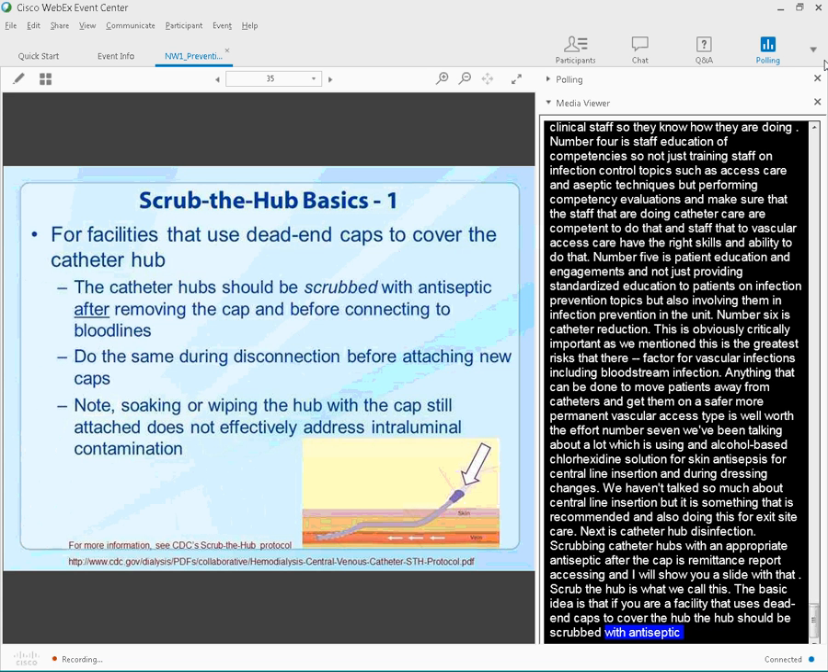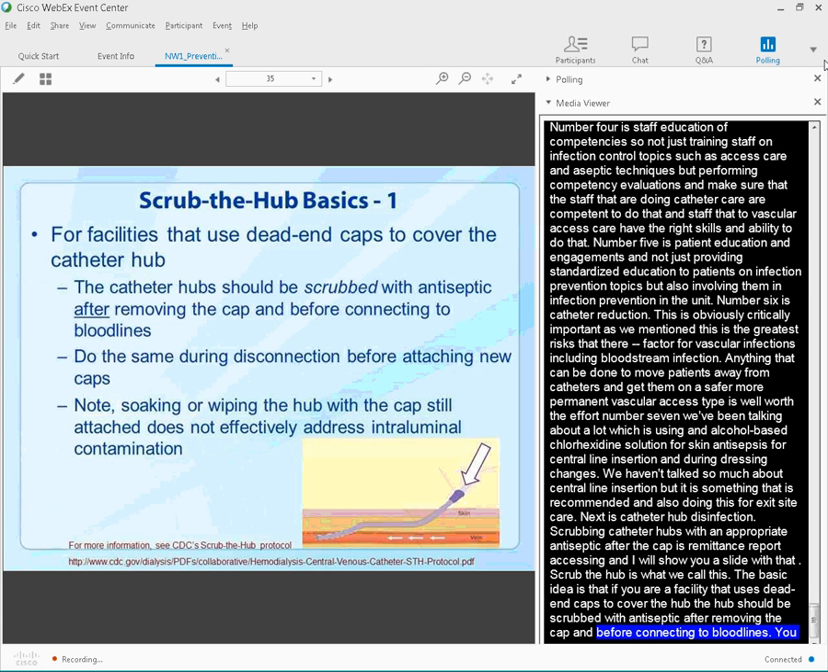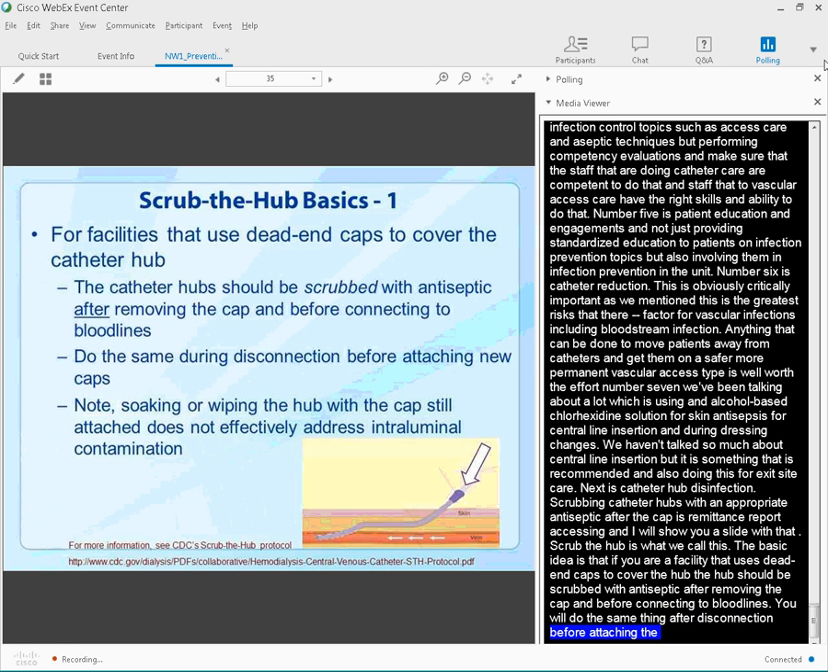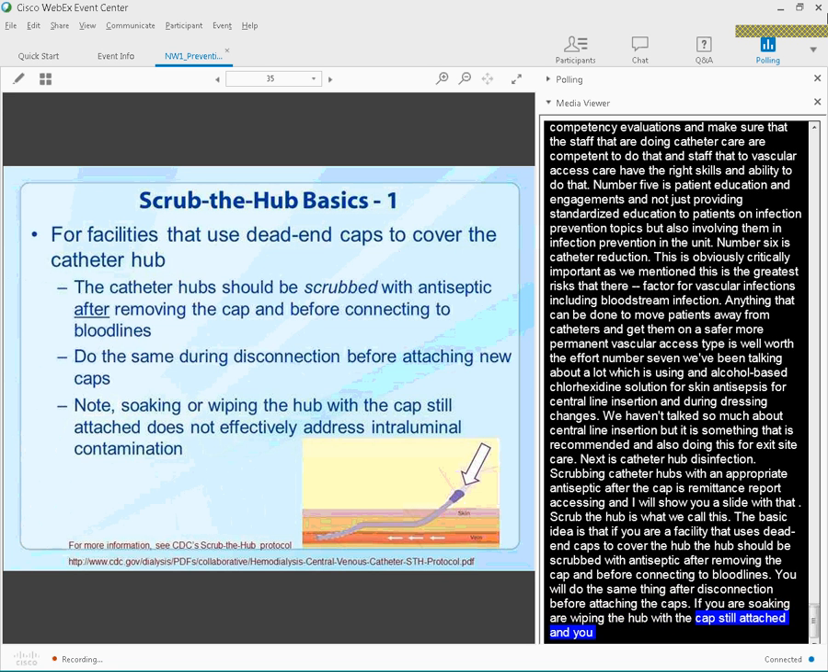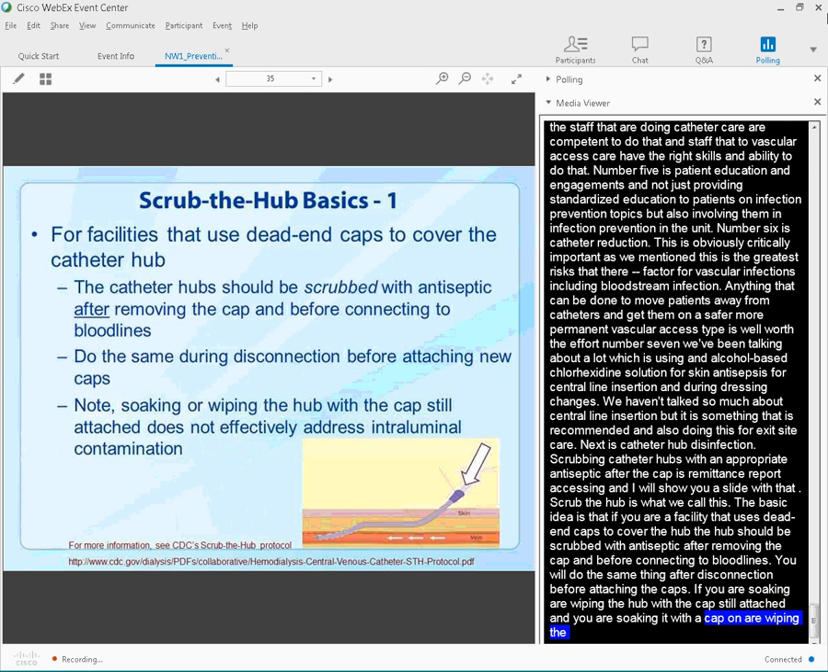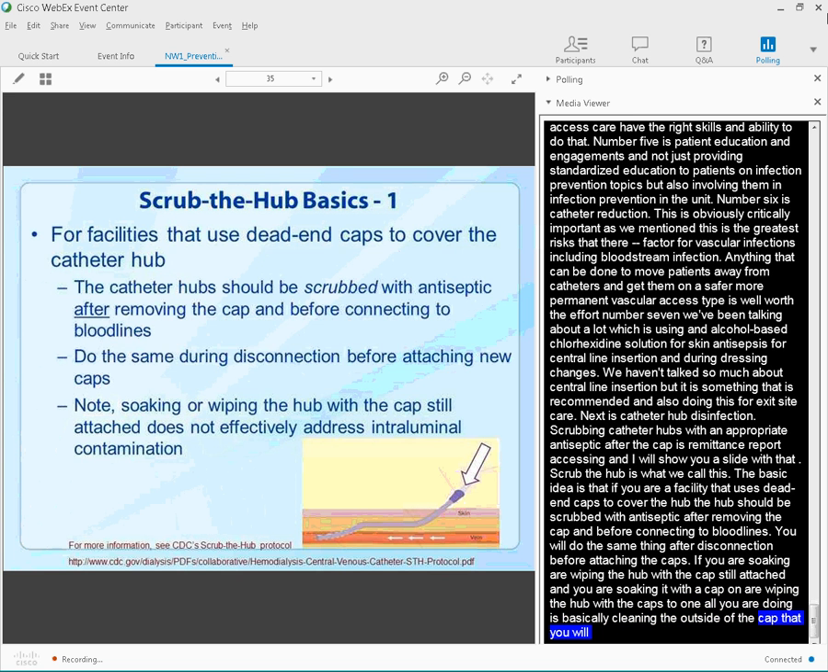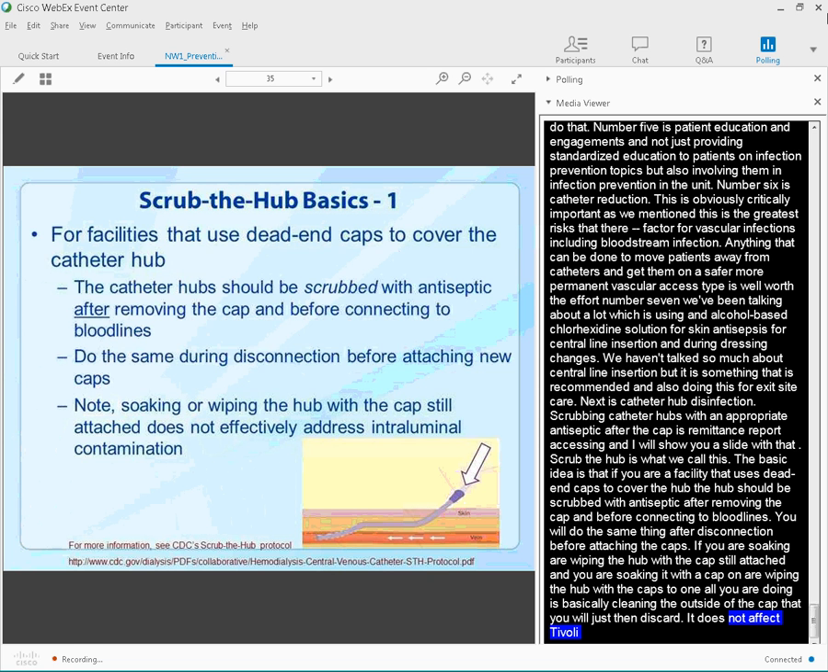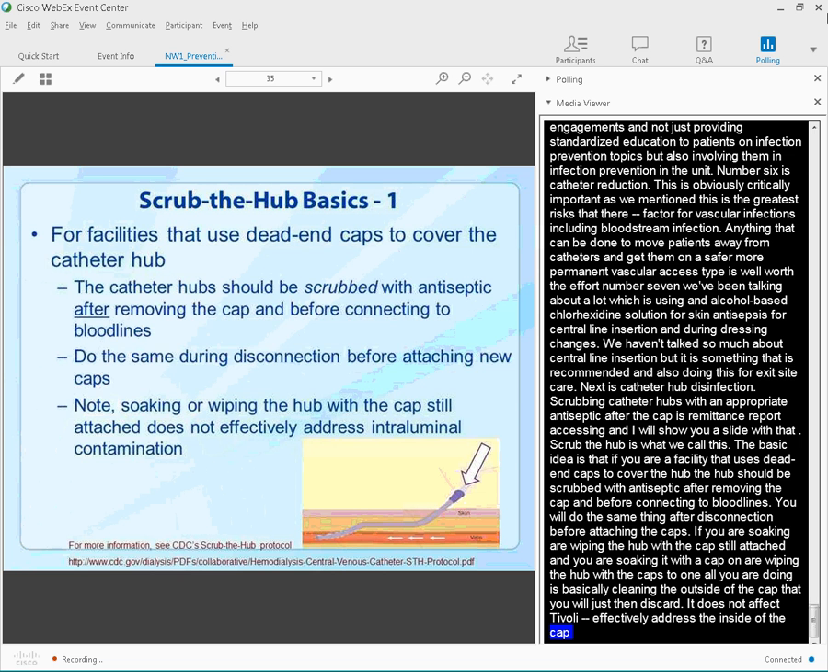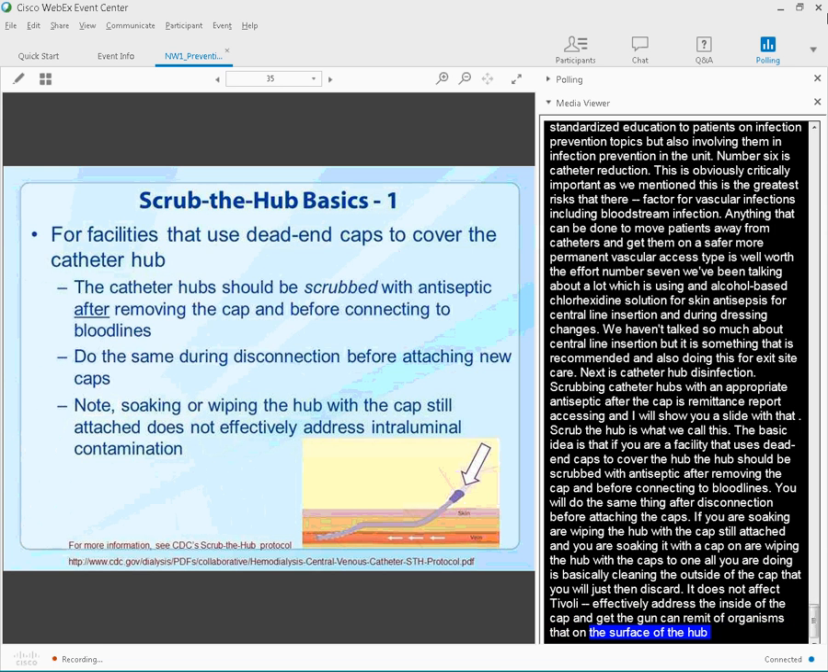So if you're just soaking or wiping the hub with the cap still attached, in other words, you have a cap at the end of the catheter, and you're either soaking that hub with the cap on or wiping the hub with the cap still on, all you're doing is basically cleaning the outside of the cap that you're just going to then discard. And it doesn't effectively address that intraluminal pathway that we talked about, right? You want to ultimately get at the junk and remove organisms that are on the surface of that hub that could be introduced into the patient's bloodstream. So for more information on this, if this is something you're not yet doing, take a look at our Scrub the Hub protocol that's on our website.